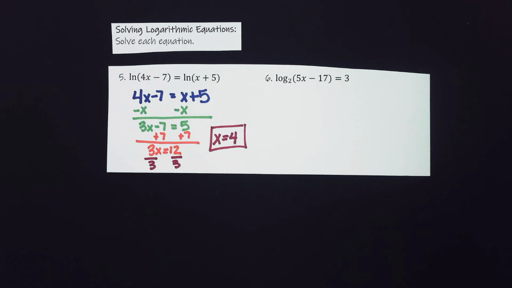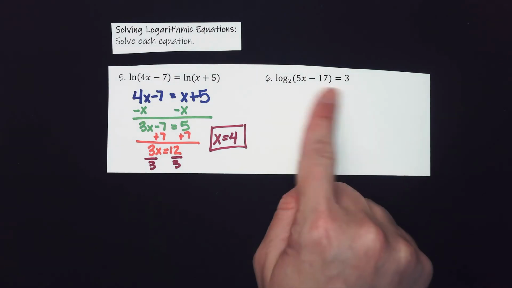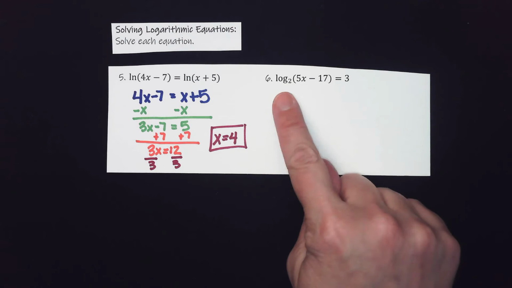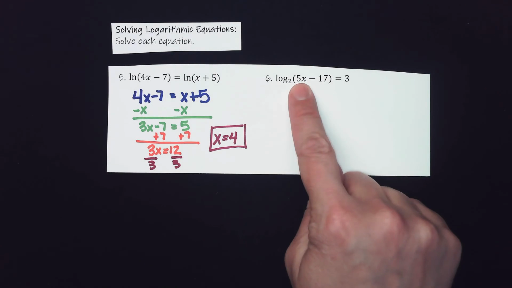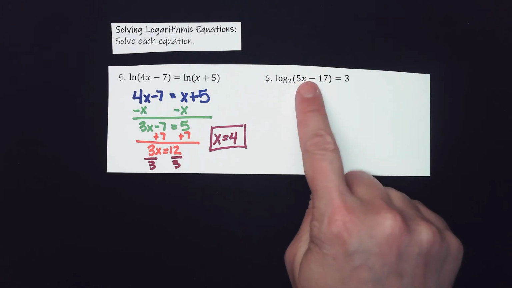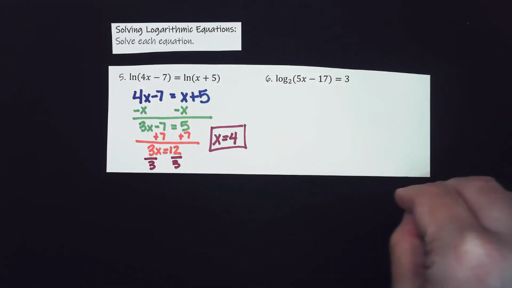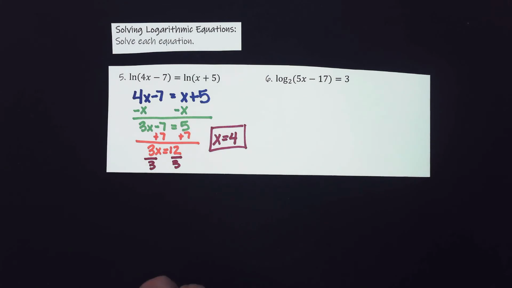Alright. Now, number 6, I don't have logs on both sides. So we can still solve these without using that concept that we just used. X is inside my log. To get it out of the inside of the log, we have to write this as an exponential equation. Just like when we solved exponentials, to get the x out of the power, we had to write it as a log. So we're going just backwards, okay?